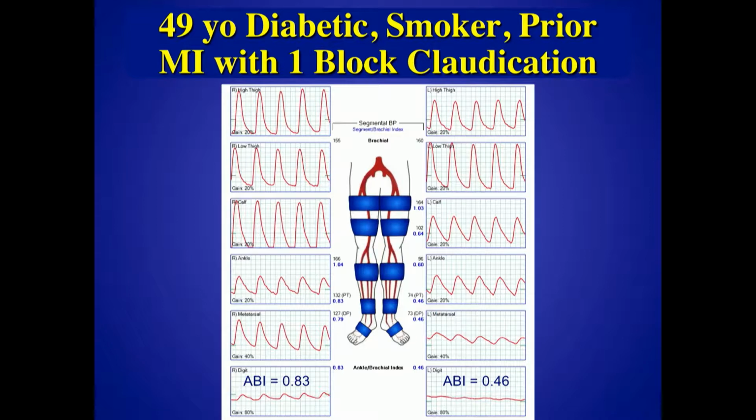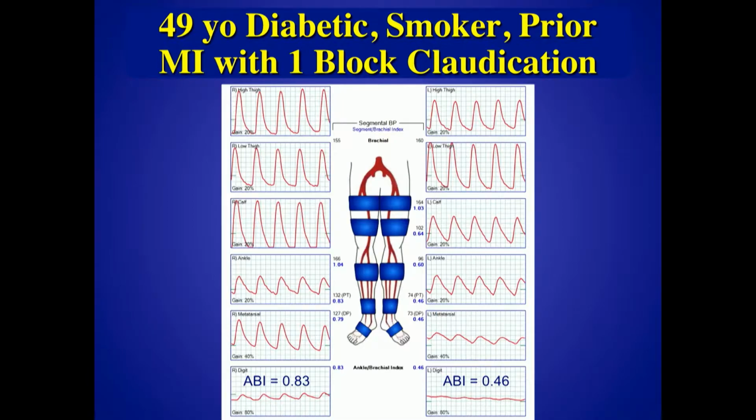So how do we analyze this? Very quickly. The ABIs should be close to 1. 1 and above is clearly normal. 0.9 to 1 is borderline. Anything below 0.9 is definitely abnormal. You see on the right side, he's got some mild disease, but on the left side, very significant. As you get close to 0.4, you're talking about tissue loss and gangrene. So 0.4 is really the bottom where you get concerned about losing the leg, and you want to make sure that you figure out that level of disease so you can plan the appropriate intervention.